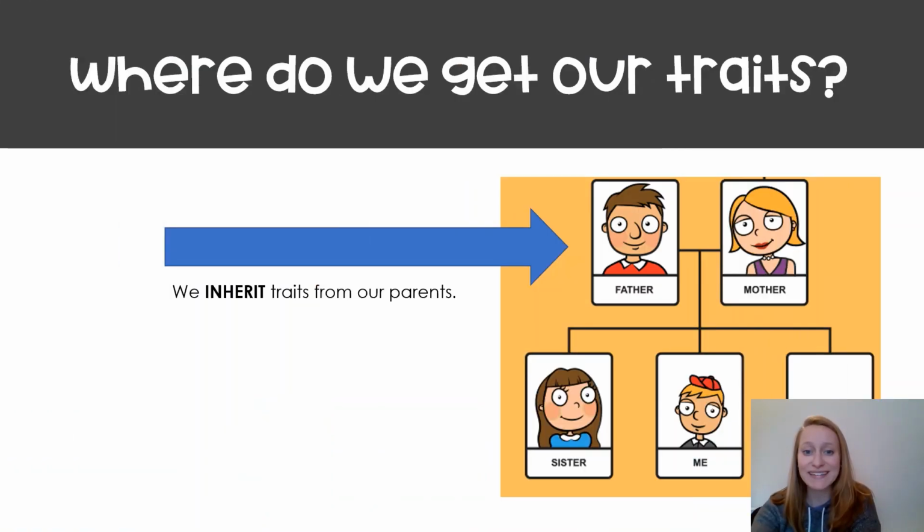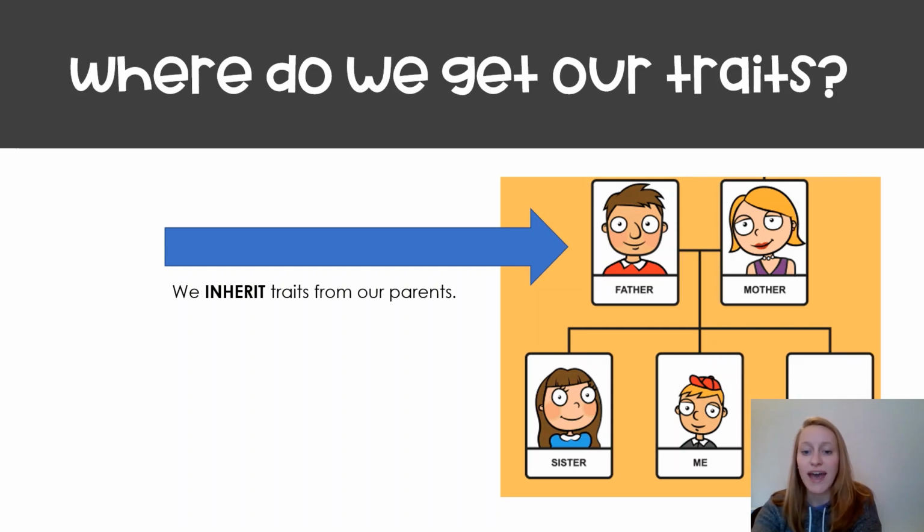From my parents. We get our traits from our parents. The science word for this is inherit. When we have the same trait as our parent, we say that we inherited that trait from our parents. Say inherit. Good. Here I have a picture of two parents and their children.